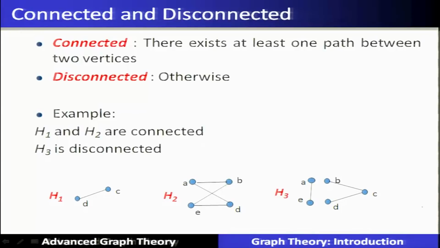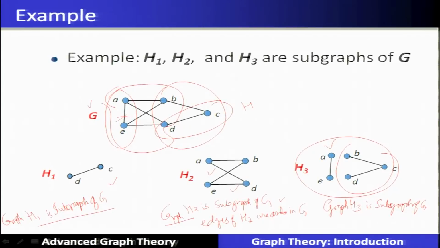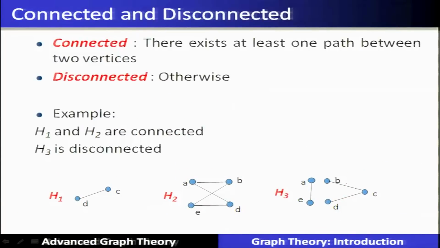So, we have seen the definition of a subgraph and some examples for it. Now, we are going to see some more terms and definitions. Here we have seen that the graph H3 has two components, so it is not a connected graph. Therefore, we have to see what we mean by a connected graph.